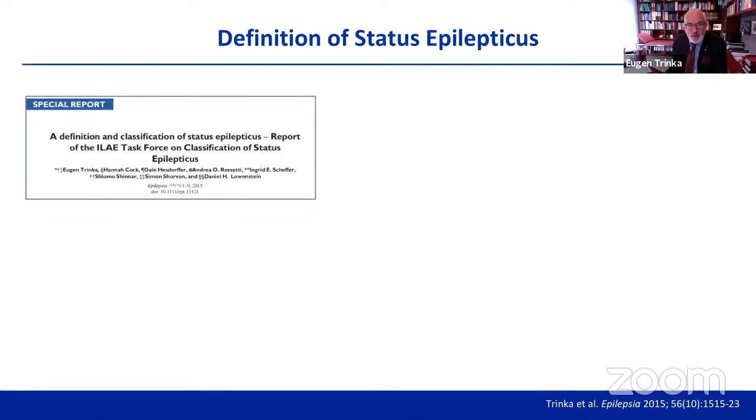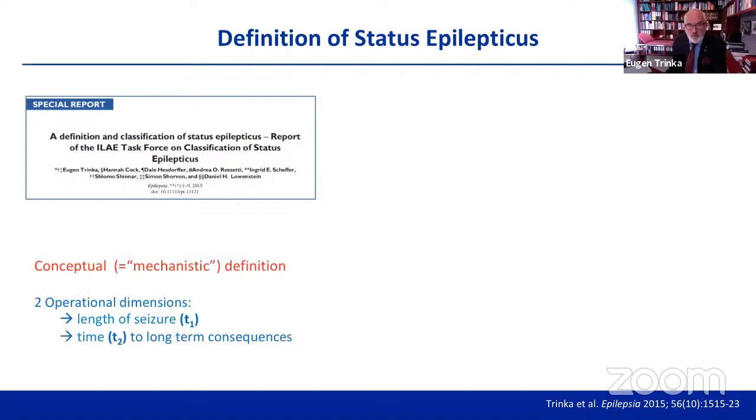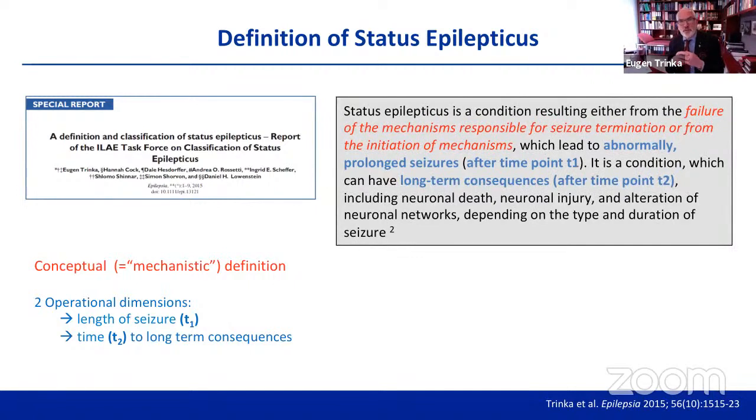So the definition now was put forward by this group in 2015 and had integrated 2 operational dimensions. So it had a conceptual, mechanistic definition with these 2 dimensions. One is the length of seizure, T1, and the other one is the time to long-term consequences. So status epilepticus is a condition resulting either from the failure of mechanisms responsible for seizure termination or from the initiation of mechanisms which lead to abnormally prolonged seizures after time point T1. It is a condition which can have long-term consequences after time point T2, including neuronal death, neuronal injury, and alteration of networks, depending on the type and duration of seizures.